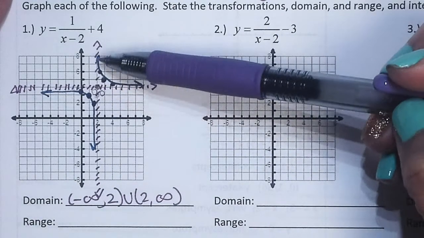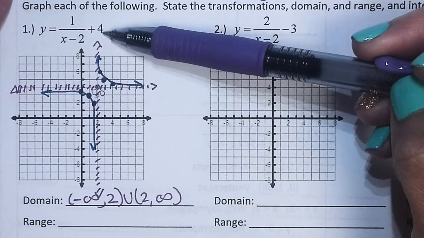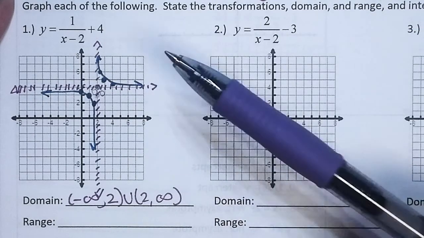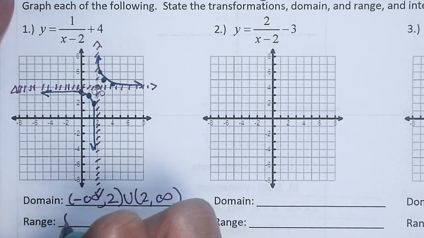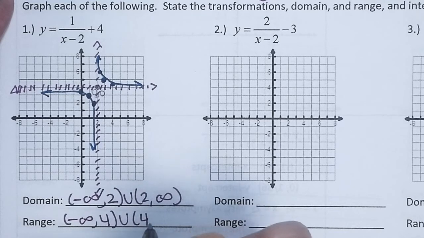So for the y values, again, the y values are almost everything, negative infinity to positive infinity, except y can't equal 4. So again, you can write it in interval notation, negative infinity to 4, union 4 to infinity. Or you can write it in set notation like I have on my answer key. You could put y such that y is not equal to 4. So that just means y can be everything except for 4. So that's my domain and range.